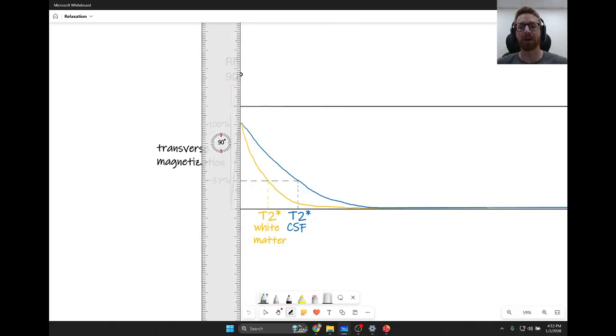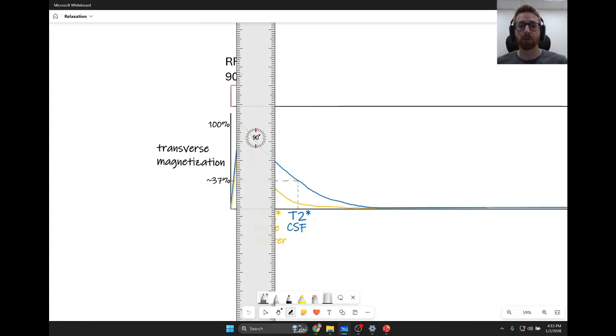But would that generate any tissue contrast? No. Signal would be maximized in both, and assuming they have the same proton density, the signal would be identical. So what we need to do is wait a relatively long period of time, relative to where signal is maximized, in order to generate T2 star contrast, to take advantage of this difference in how CSF loses its transverse magnetization compared to how white matter loses its transverse magnetization.